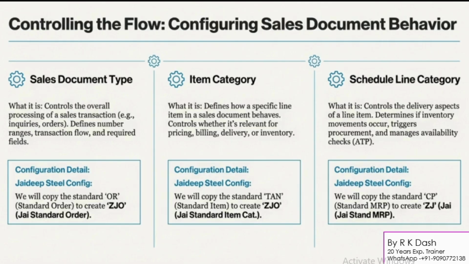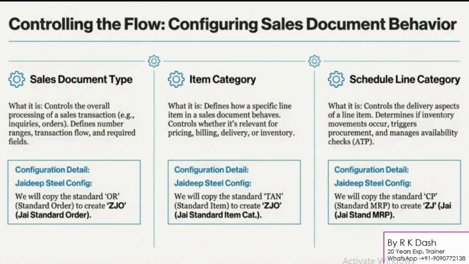So here sales document type, item category and schedule line category are the main backbone of the sales order. So what exactly is a sales document type? The sales document type controls the overall processing of a sales transaction, for example inquiries, orders. It also defines the number range, transactional flow and required fields. So we have created a new document type copying the existing standard order type OR and made ZJAI standard order.